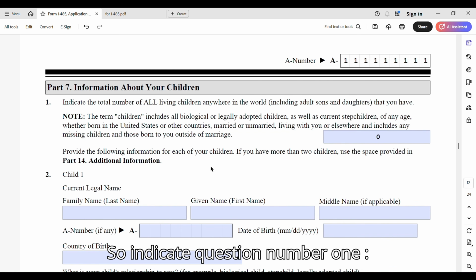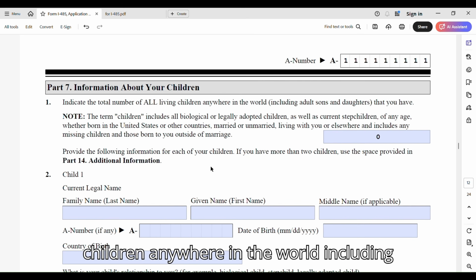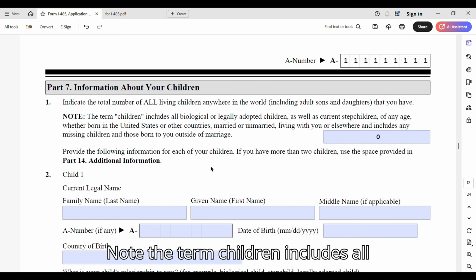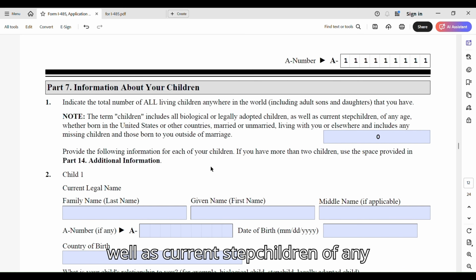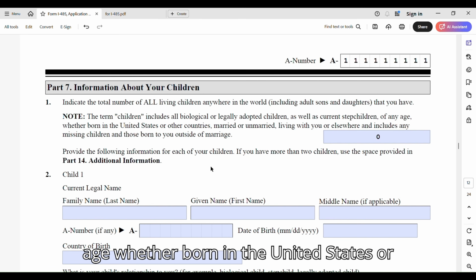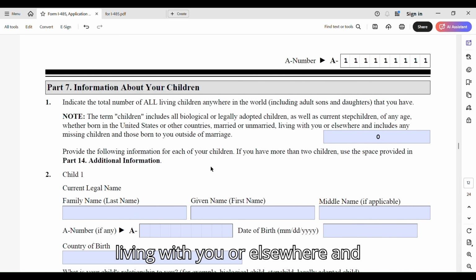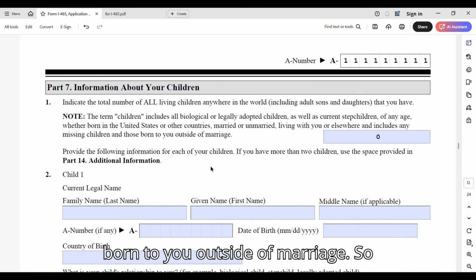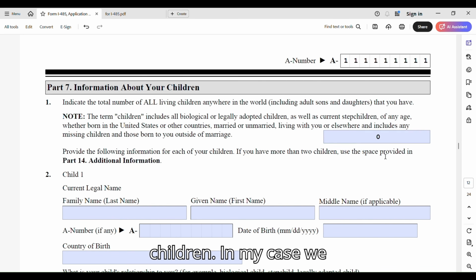Question number 1, indicate the total of all living children anywhere in the world, including adult sons and daughters that you have. Note, the term children includes all biological or legally adopted children, as well as current stepchildren of any age, whether born in the United States or other countries, married or unmarried, living with you or elsewhere, and includes any missing children and those born to you outside of marriage. So you must include all children right here. In my case, we have 0 children, so I'm going to put 0 right here.